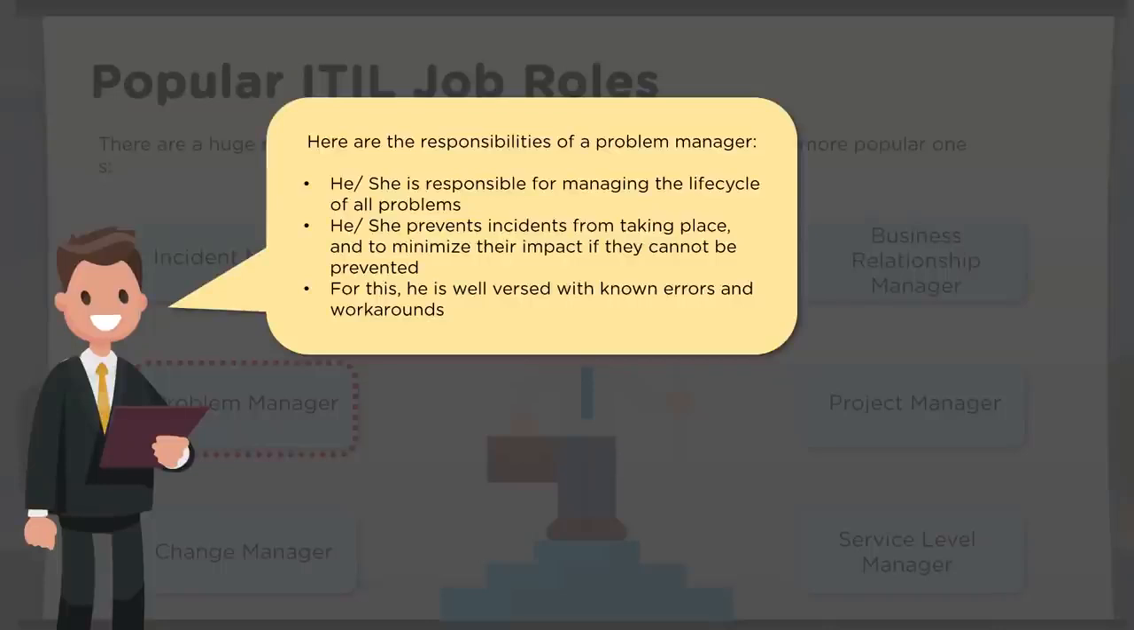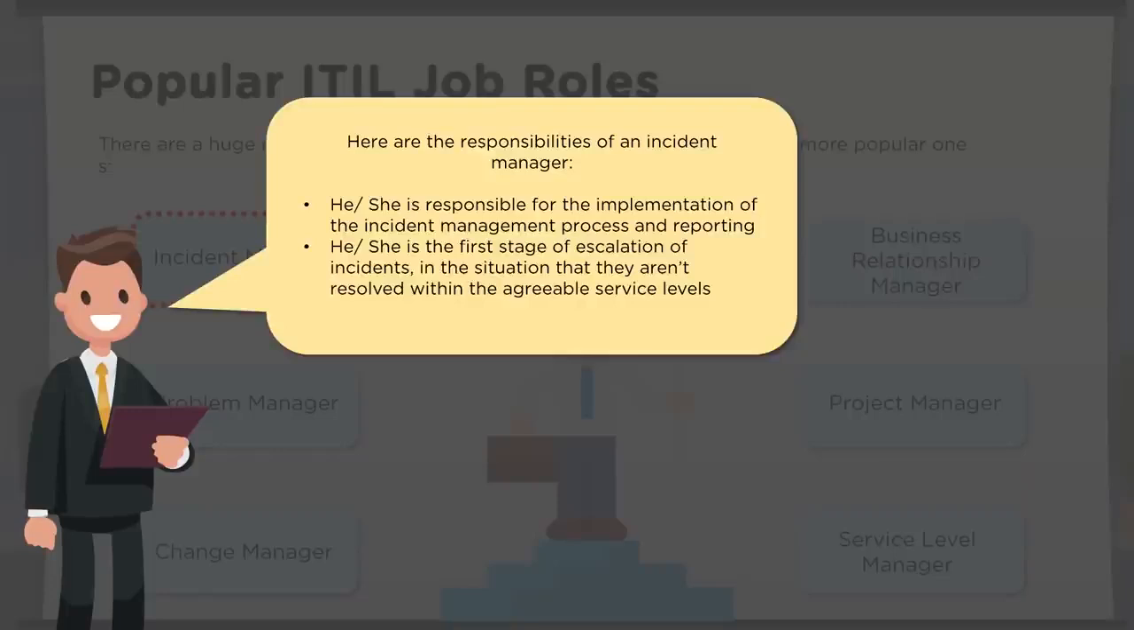Problem manager: the problem manager is responsible for managing the life cycle of all problems. The problem manager should ensure prevention of incidents from taking place and minimize their impact if they cannot be prevented. For this, the problem manager should be well versed with known errors and workarounds. Incident manager: the incident manager is responsible for implementation of the incident management process and reporting. The incident manager is the first stage of escalation of incidents in situations where they are not resolved within the agreed service levels.